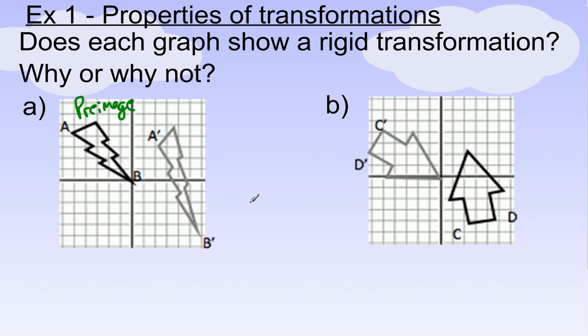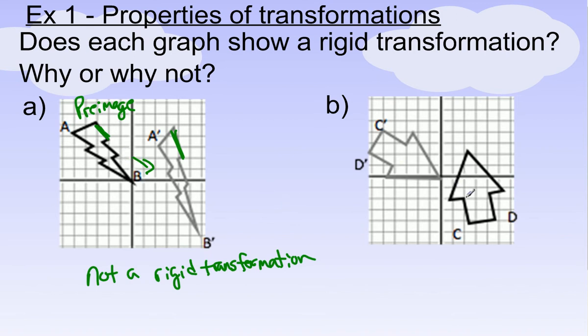So let's see. This does not show a rigid transformation because this is not the exact same as this. If I look at corresponding parts, for example, this part here is not the same size as that part there. So those are not rigid transformations. So not a rigid transformation. The parts are different sizes.